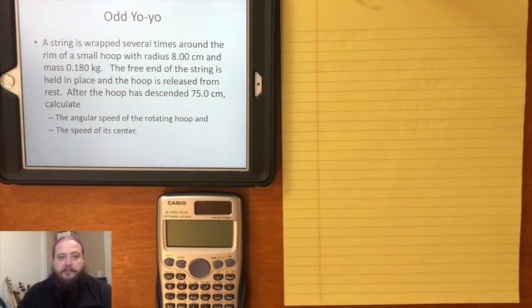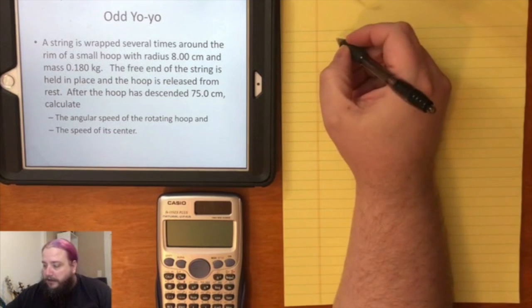This one says, a string is wrapped several times around the rim of a small hoop with a radius of 8 centimeters and a mass of 0.18 kilograms. The free end of the string is held in place and the hoop is released from rest. After the hoop has descended 75 centimeters, calculate the angular speed of the rotating hoop and the speed of its center. So the only force here acting on our object is gravity. Gravity is a conservative force, and so energy is going to be conserved in this condition.